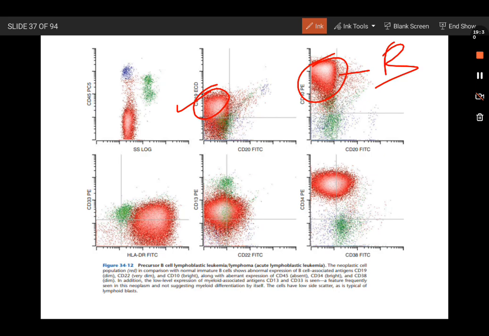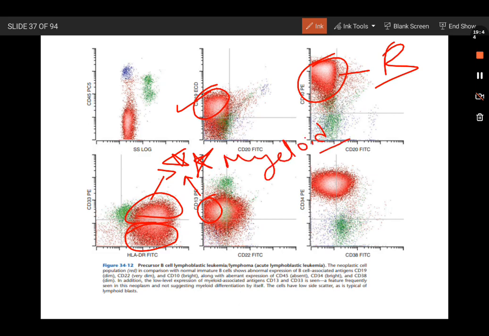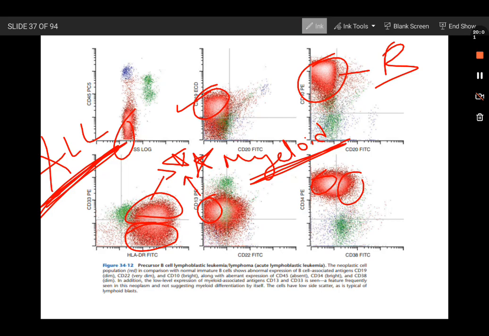And again CD33 is positive, HLA-DR. So here CD33 positivity and CD13, it might seem like it is myeloid because these are myeloid markers, but sometimes there is aberrant expression of myeloid markers in ALL, which is frequently seen. It does not suggest that it is myeloid differentiation. It is aberrantly seen. And the cells have low side scatter also. And CD34 blasts are positive, and some population has CD34 and 38 both positive as well.